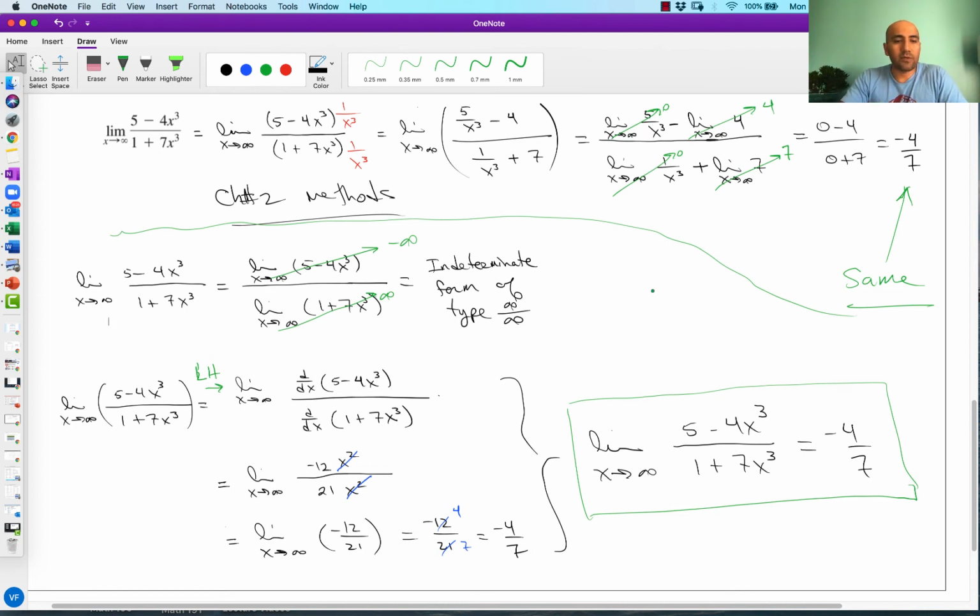Let's do some other examples where the methods from chapter 2 might work, might not work, but let's get comfortable with L'Hopital's rule. I think eventually people realize that it's a really nice, really powerful tool and often helps us solve the answer in a nice, easy way.